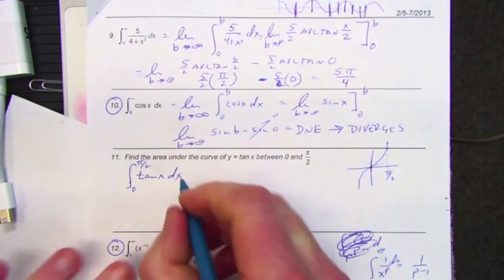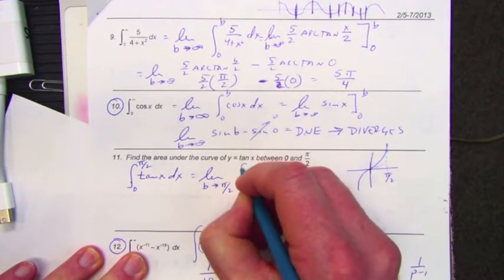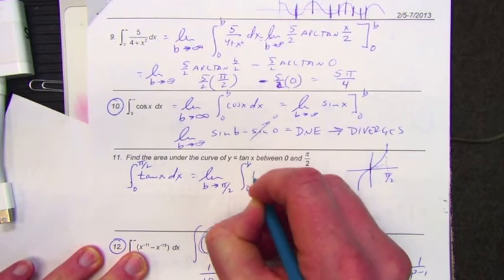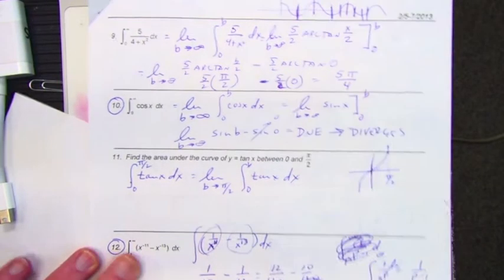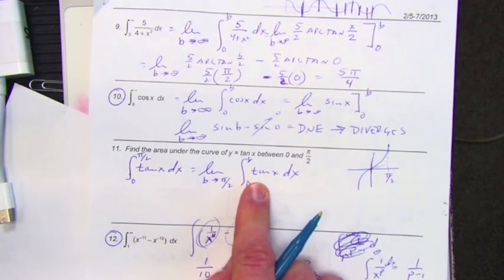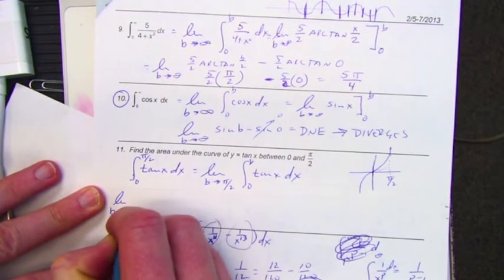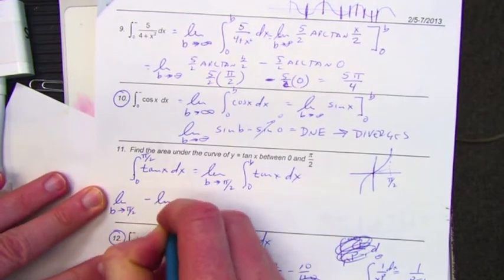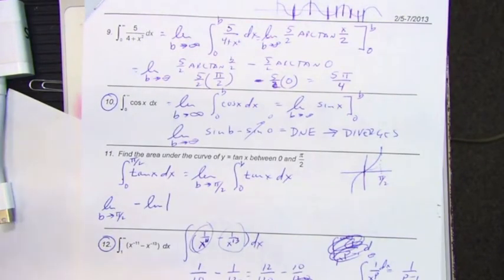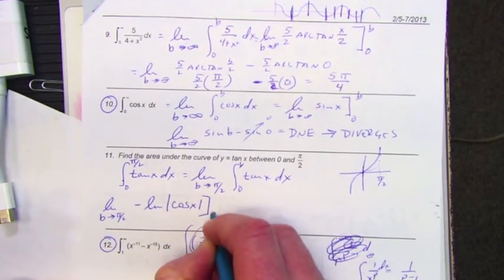Okay. So I need to say the limit as b goes to pi over 2 of the integral from 0 to b of the tangent of x dx. Now, up on the board, Kevin was really smart at prompting me a minute ago and saying, what is the antiderivative of the tangent? It would be the negative. So I'm going to get the limit as b goes to pi over 2 of the negative natural log of the absolute value of cosine of x.